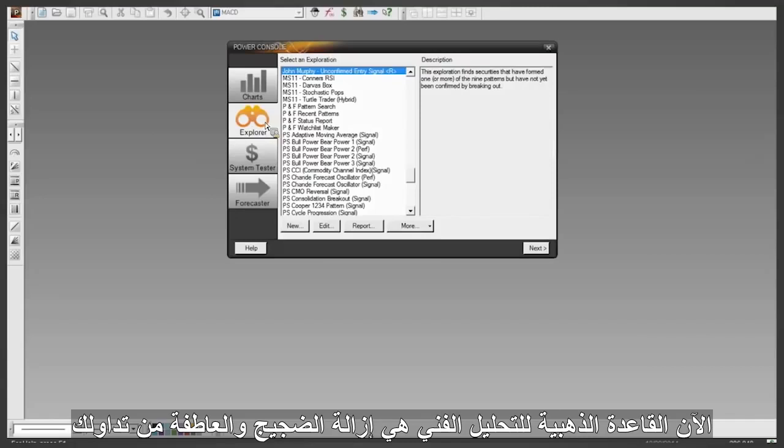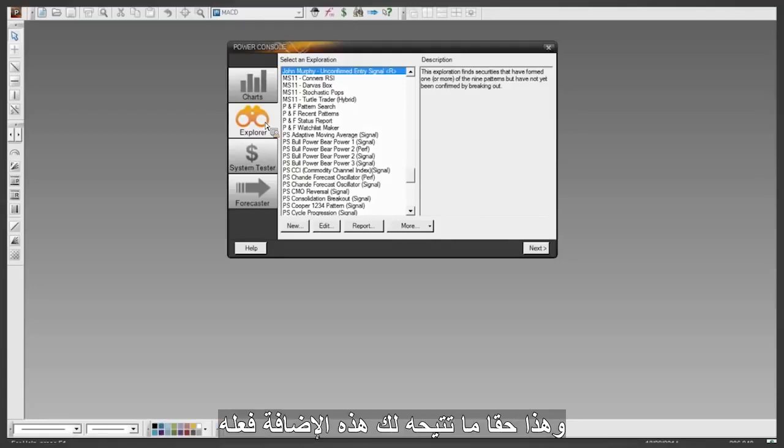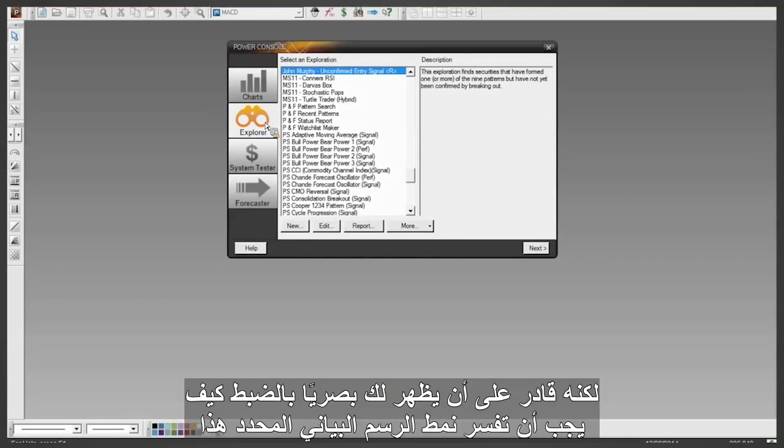Now, the golden rule behind technical analysis is removing the hype and emotion from your trading. And that's what this add-on really allows you to do. It is a little bit open to interpretation as to how we view these charts and these patterns and what we feel is going to happen next, but it's able to visually show you exactly how you should interpret this specific chart pattern.